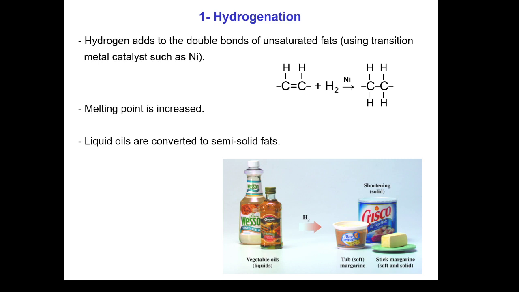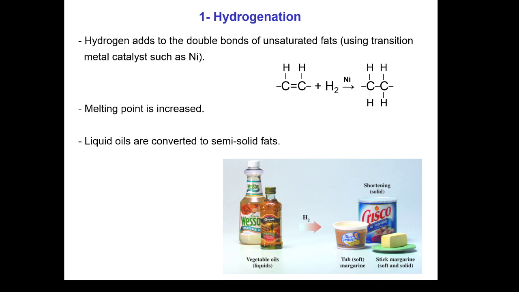We put it in the presence of a metal with H2 gas to add the hydrogens. The hydrogens will add across the double bond, and you'll take an alkene and turn it into an alkane. But in terms of fats, what you're doing is taking an unsaturated fat and turning it into a saturated fat. So what hydrogenation does to our fats is essentially going to increase our melting point, because now we're able to get closer together and have stronger London forces.